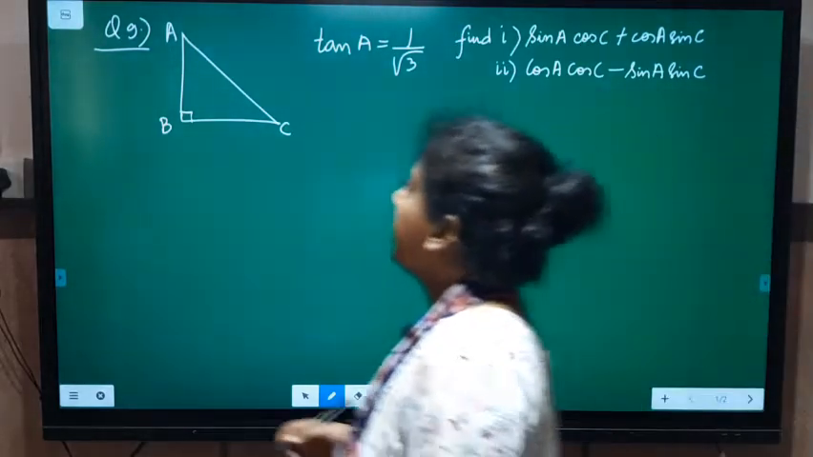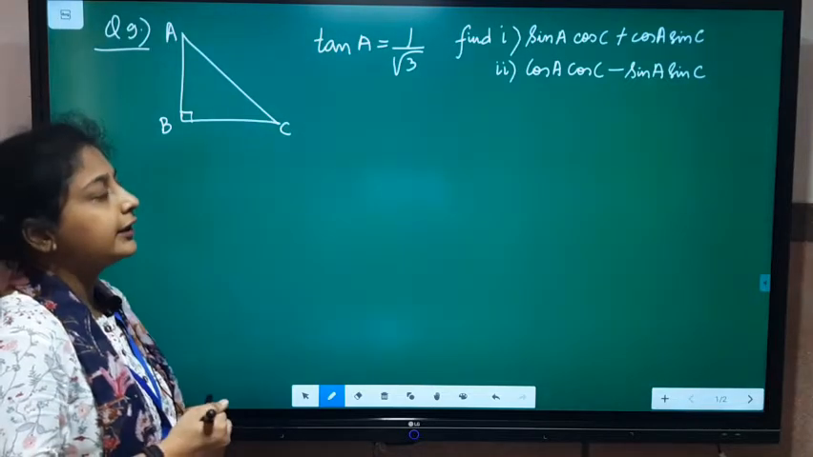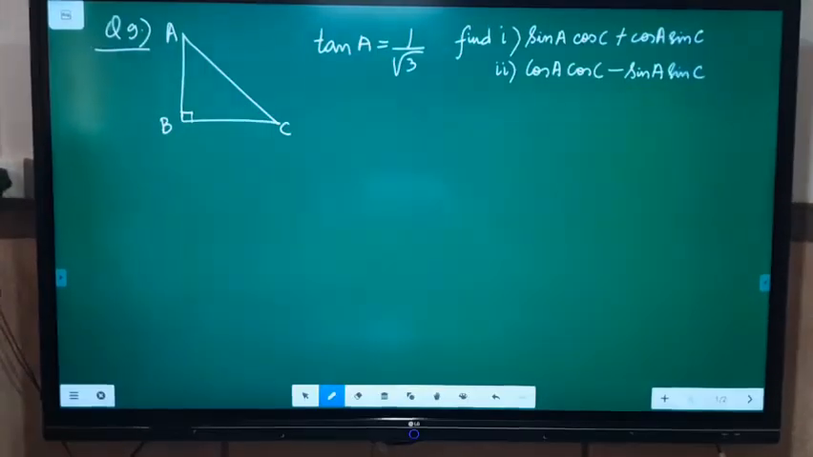In question number 9, we have been given a right angle triangle whose right angle is at B, and the value of tan A is given to us as 1 upon under root 3. We have to find the value of sin A cos C plus cos A sin C, and the second part is cos A cos C minus sin A sin C.